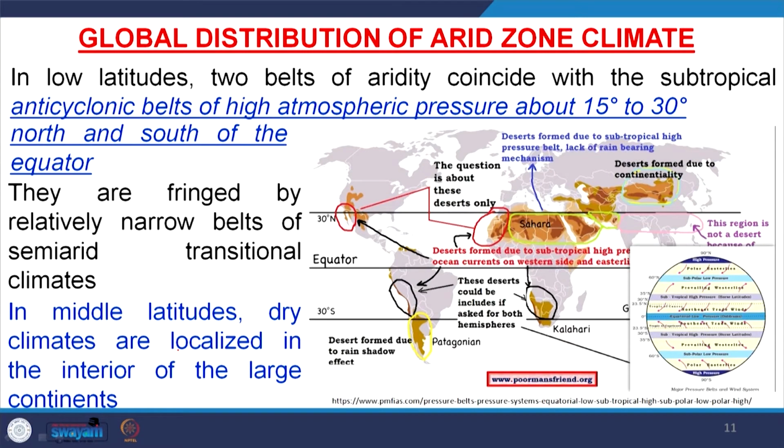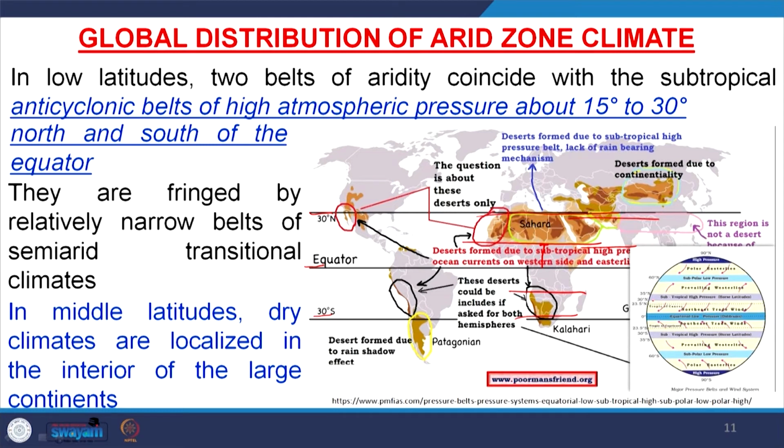Now, with the distribution of those characteristic elements, the global distribution of arid zones has been classified. So, how have these arid zones been distributed globally? Let us discuss. In low latitudes, two belts of aridity coincide with the subtropical anticyclonic belt of high atmospheric pressure, about 15 to 30 degrees latitude north and south of the equator. Now you see we have the equator, this is 30 degrees, this is 30 degrees. Now, you move from here to here, 15 degrees. Within 15 to 30 degrees, similarly here within 15 to 30 degrees, most of these arid zones are lying, and those represent the anticyclonic belt of atmospheric high pressure.